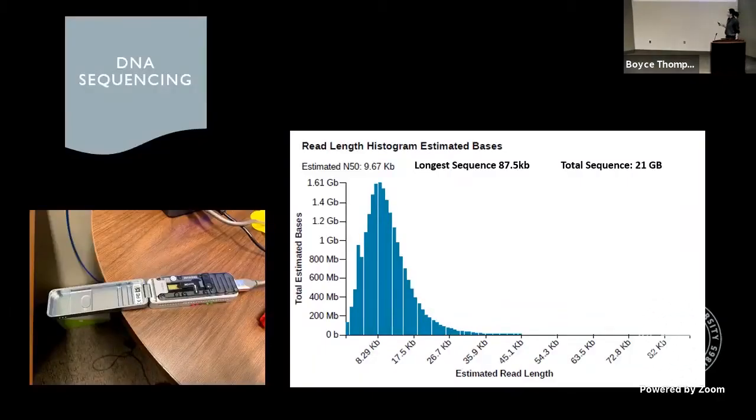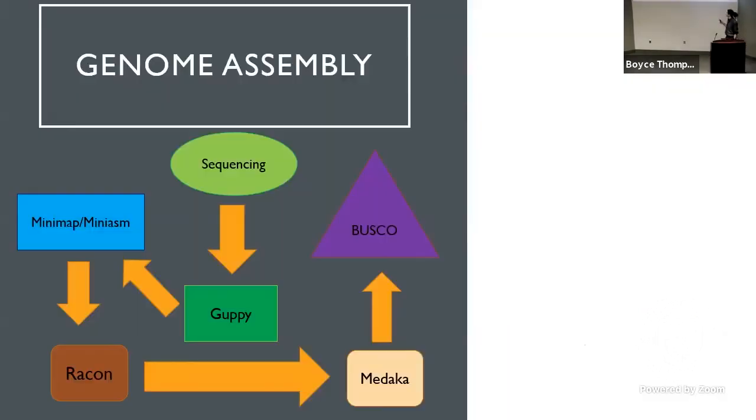So in the step for the DNA sequencing, we used a nanopore MinION. What we retrieved, we left it throughout the weekend for about 2 days, and we found that the longest sequence was 87.5 kilobases. And the total sequence we retrieved was 21 gigabases. And the average was between 8.29 kilobases and 17.5 kilobases, which was pretty good.